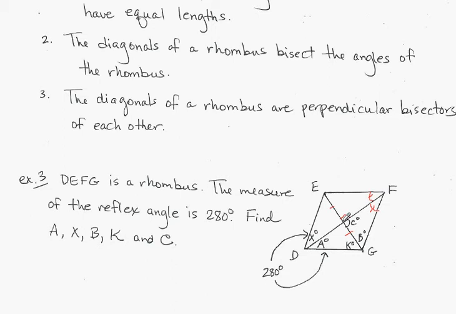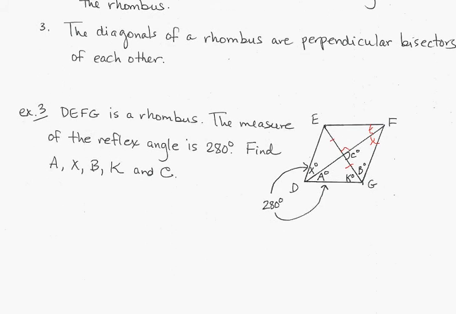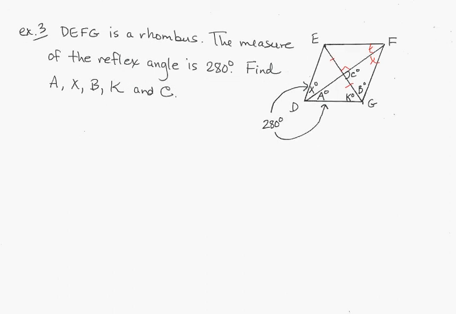Okay, let's try a rather complicated problem. This is going to be like your homework problems. The practice problem in your book is very similar to this one. Okay, it says DEFG is a rhombus. The measure of the reflex angle. Now, what a reflex angle is, it's this angle that's outside of the quadrilateral, is 280. We need to find A, X, B, K, and C.